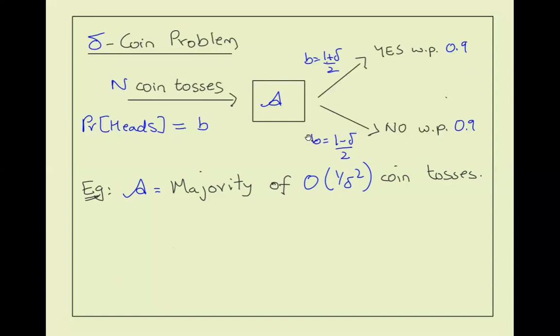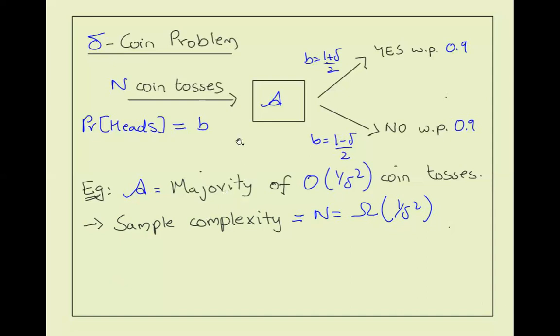We're going to look at various procedures of this form, and in particular, we'll be interested in two facets of such procedures. We'll be interested in the sample complexity of such procedures, which is the number of coin tosses they need. It's a folklore information theoretic fact that any procedure that solves the delta coin problem needs at least 1 over delta squared many such coin tosses, which means that this very simple majority vote is in fact sample optimal.